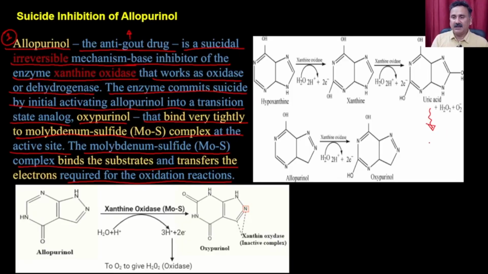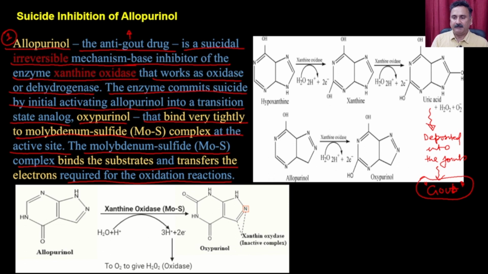So uric acid is going to get deposited into the joints, right? And that's how it causes the disease called gout. Sometimes it is a genetic disease and other kinds of things, right?